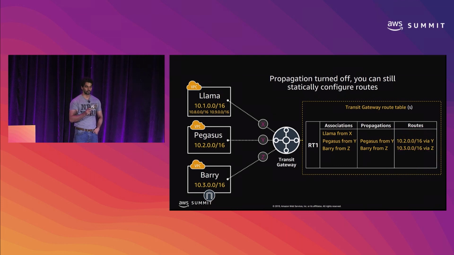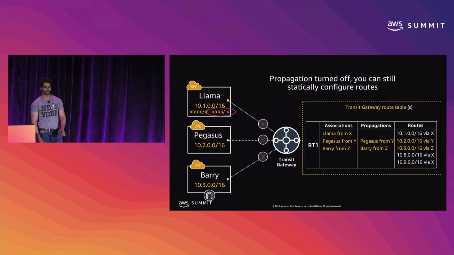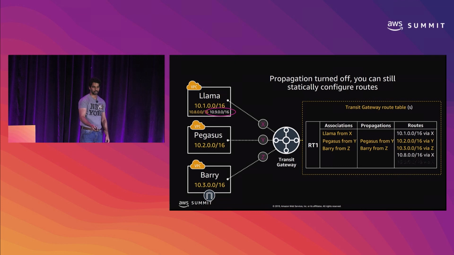Now, we'll add static routes. So we get the same functionality, but we are statically adding routes. And you might think, hey, why do this extra effort? Let's talk about a scenario where 10.900/16 is a CIDR range which I don't want anybody to reach. It's only for some critical workloads within the Llama VPC, and I don't want Pegasus, Barry, or anyone else reaching it. So what we do, we just delete it from the Transit Gateway route table. And no remote networks can now reach that particular CIDR range inside the Llama VPC.